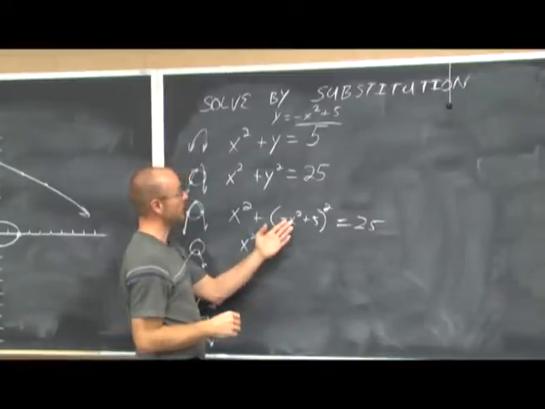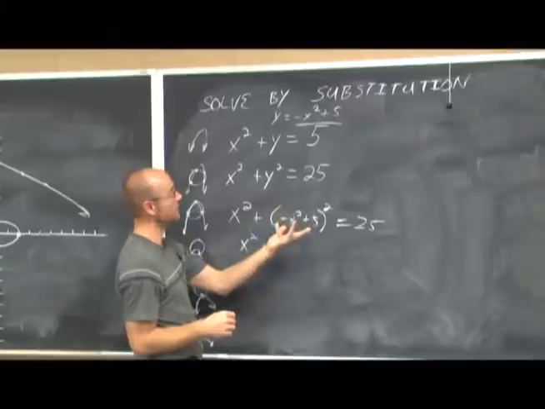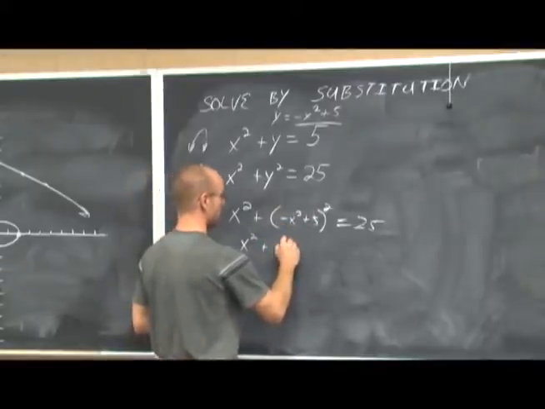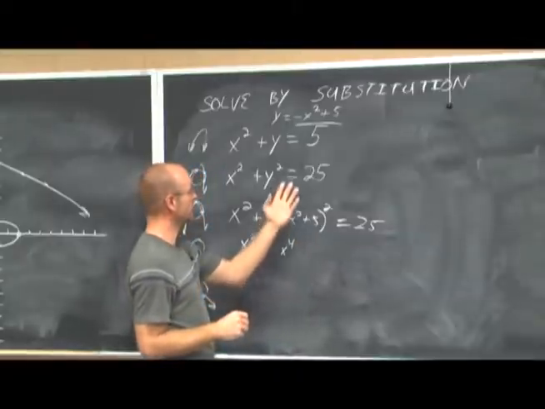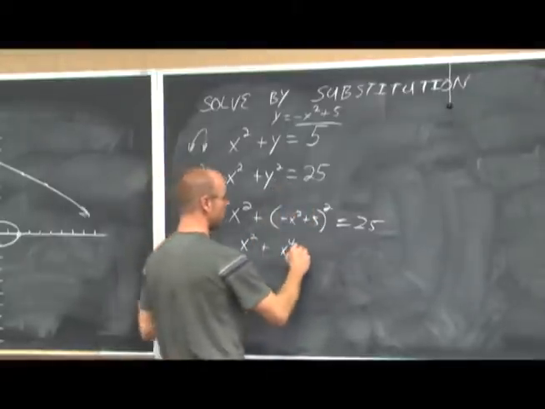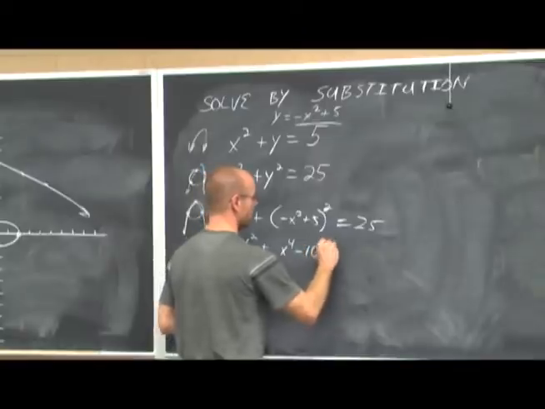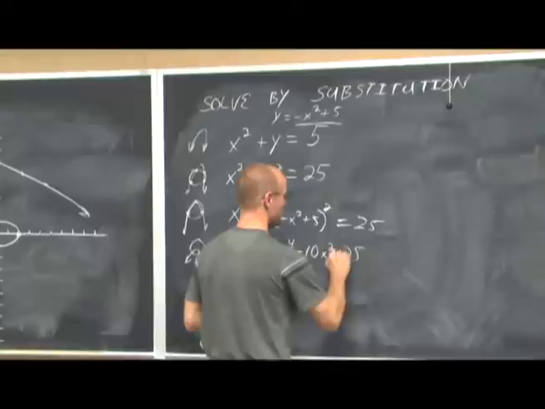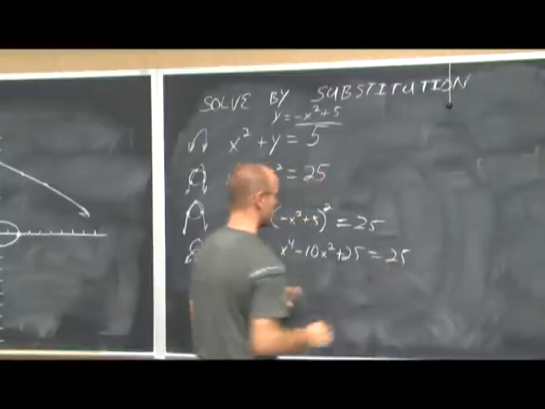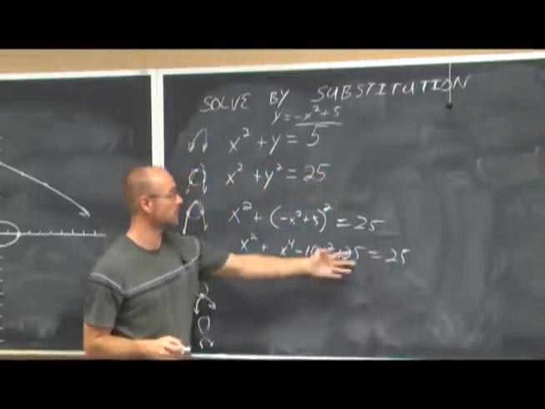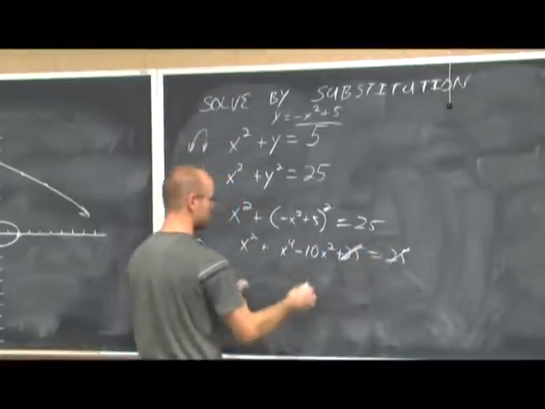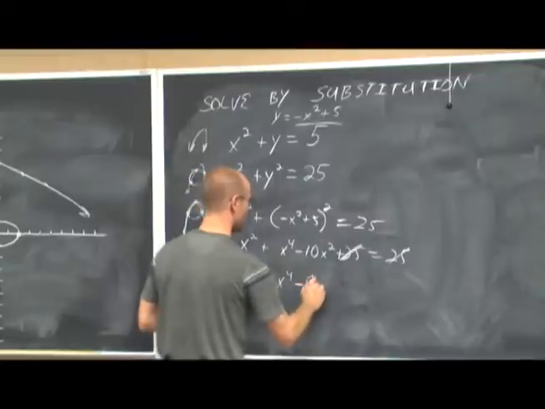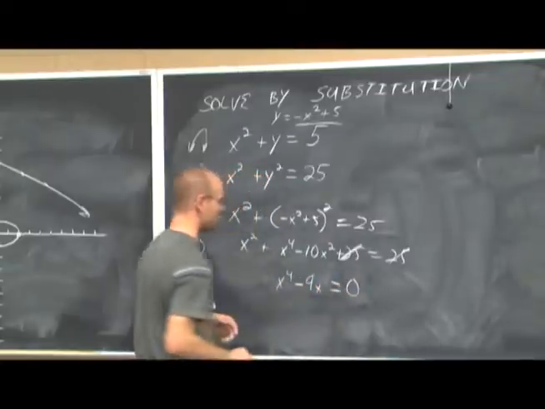And negative x squared times negative x squared is going to give me positive x to the 4th. Negative x squared times 5 twice is going to give me negative 10x squared. And 5 times 5 is 25. Now we can do a little bit of simplification. I can subtract 25 from both sides, get this set equal to 0. I have x to the 4th minus 9x equals 0.